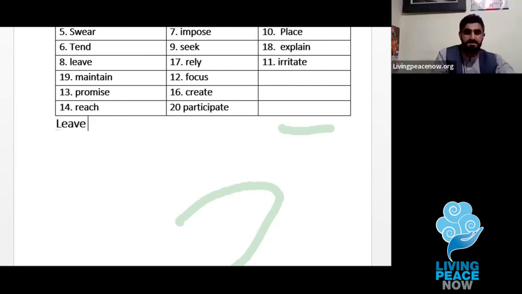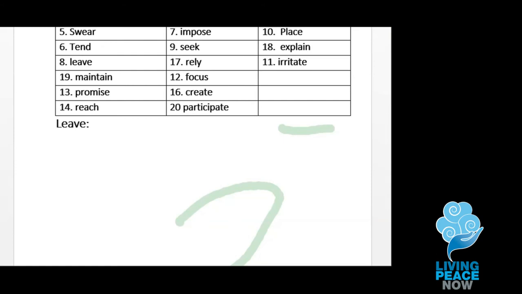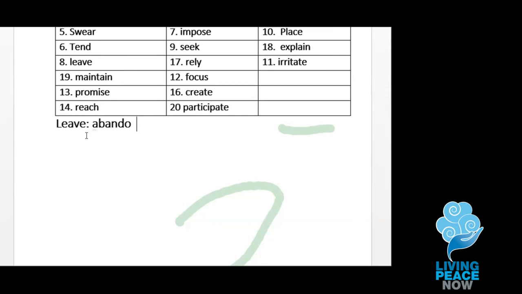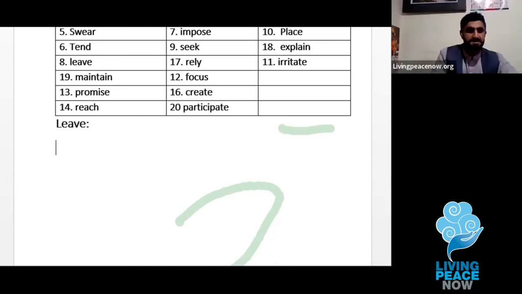Leave. It's so easy. What do you think about leave? Yes, to leave a place or someone. Yeah, very good. Abandon a place. That's the English meaning. We have two words, leave and live. You should know the difference between them. The first one is leave and the second one is live, like this.